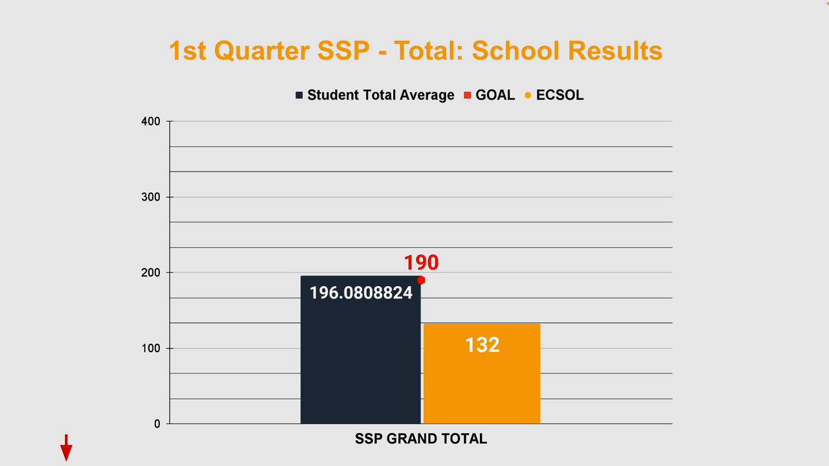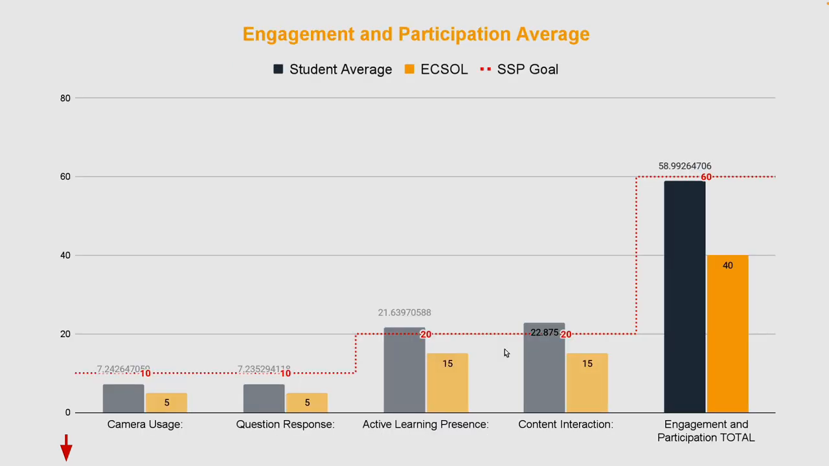Let's look at the individual evaluation areas. The first one we're looking at is engagement and participation. It is the only area that falls below our goal. So all the other areas fall at or above the goal, which is really exciting. The two areas where, as a school, we are falling short are in the area of camera usage and question response. So these are the two areas that we're going to be working on moving into the second quarter.